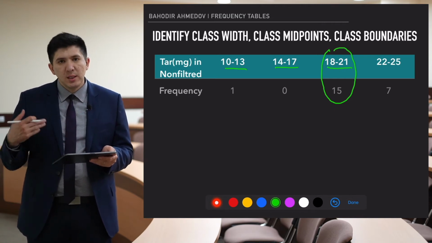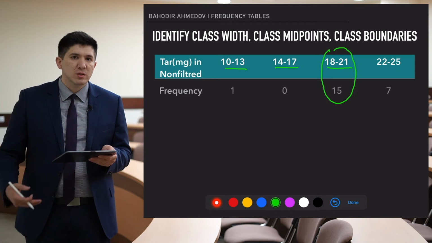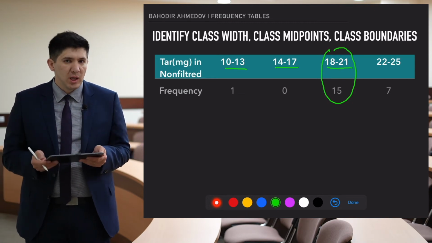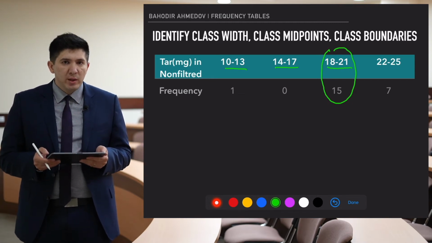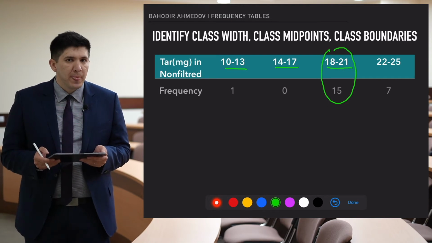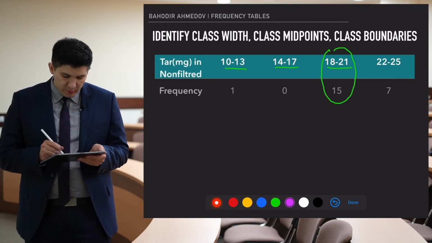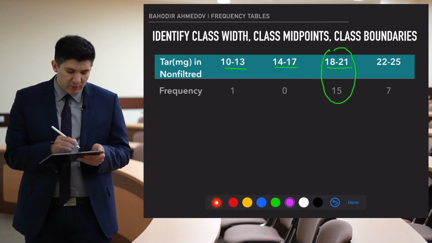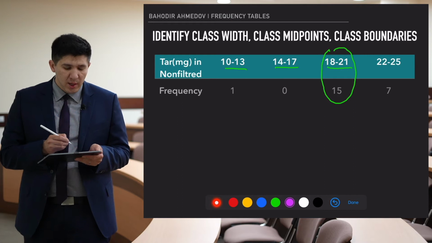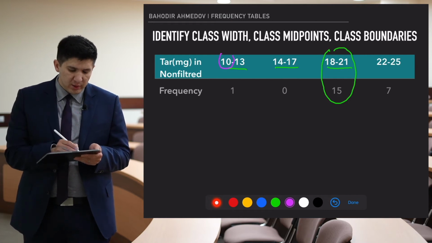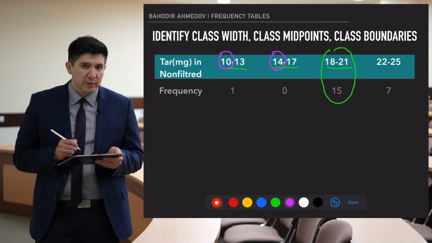So it is easier to see some of the features of the data from the frequency tables. Now let's define the attributes of the frequency table. What is the width of this frequency table? In order to find the width, we need to choose any two classes. For example, let me choose the first two classes. Then I'm going to find the two lower class limits. 10 and 14 are the two lower class limits of this table.